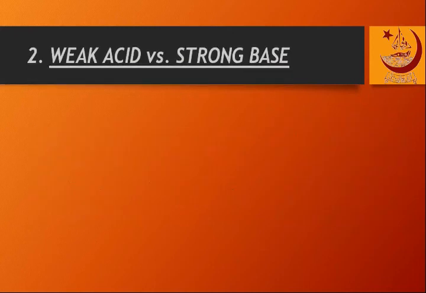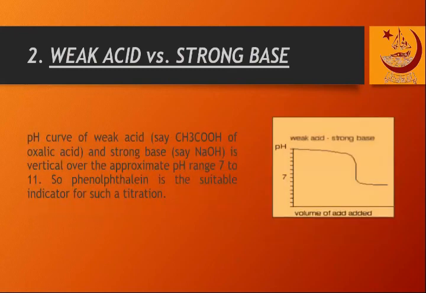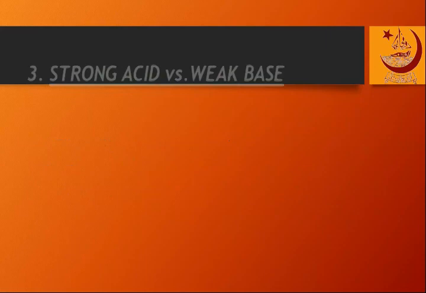Weak acid versus a strong base. The pH curve of weak acid, say acetic acid or oxalic acid, and strong base NaOH is vertical over the approximate pH range 7 to 11. So phenolphthalein is a suitable indicator for such a titration.